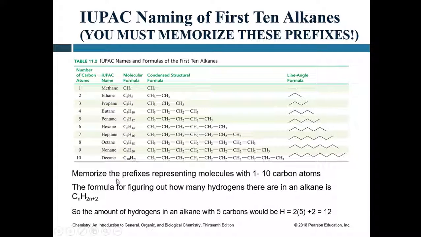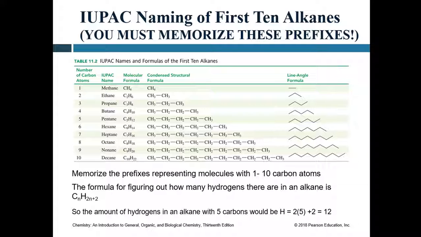So, we need to memorize the prefixes representing molecules with 1 to 10 carbon atoms. So here on table 11.2 is the first 10 alkanes. They are all single bonds, so that means the ending will all be -ane. But for 1 carbon, the prefix is meth. For 2 carbons, the prefix is eth. 3 is prop. 4 is but. 5 is pent. 6 is hex. 7 is hept. 8 is oct. 9 is non. And 10 is dec, which several of those prefixes you probably already know.